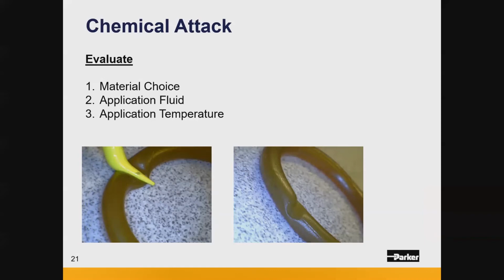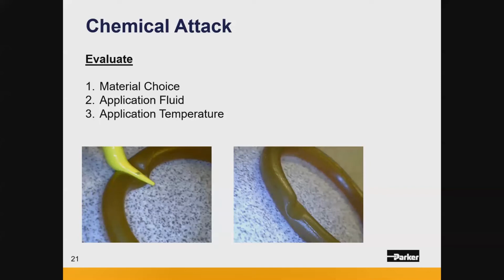So ways to combat or eliminate risk for chemical attack happening in your application is make sure you have a good material choice. Material choice is going to be something that's always asked. When we have a new application that comes into us, we're generally going to ask 3 questions: what fluid's being sealed, what pressure load, and then what temperature range is the seal going to be exposed to. And those 3 things in combination help us arrive at a suitable material.